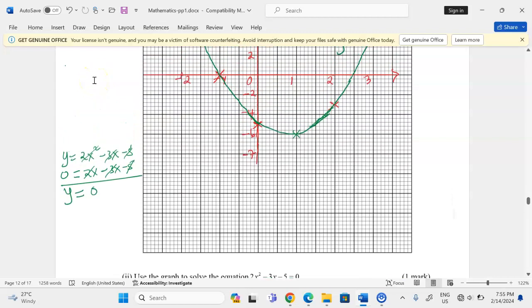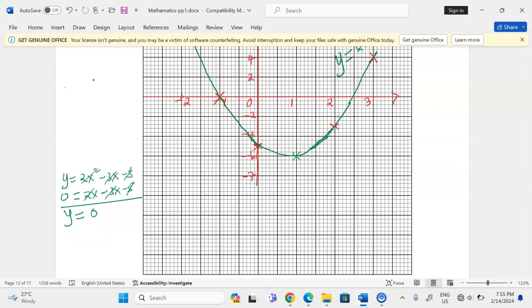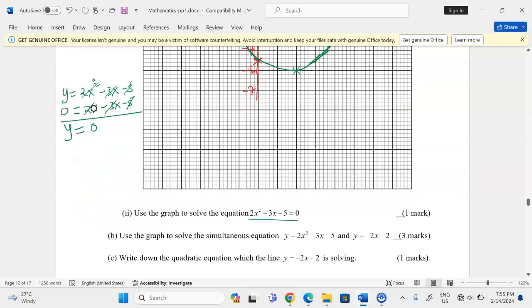Line y equals 0 is the x-axis. Therefore, ours is to identify the points where this graph is cutting the x-axis. The first value is at -1, and the next value, which is at this point, is at 2.5. Therefore, I'm going to have two values of x, which is -1, and the other value of x is +2.5.